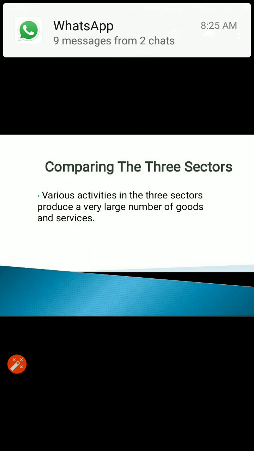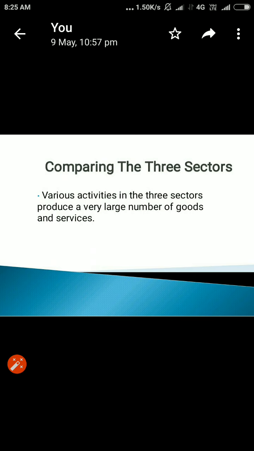So let's start, students. First we will understand how these sectors are interdependent. There are various linkages between the sectors. Trade and transport establish a link between the producers and the consumers. For example, chemical fertilizers are produced in the secondary sector and are consumed in the primary sector. In turn, farmers buy the goods produced in the secondary sector and use services of the tertiary sector.